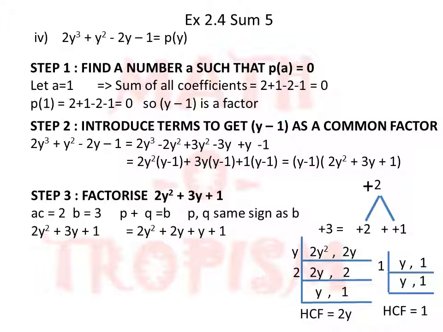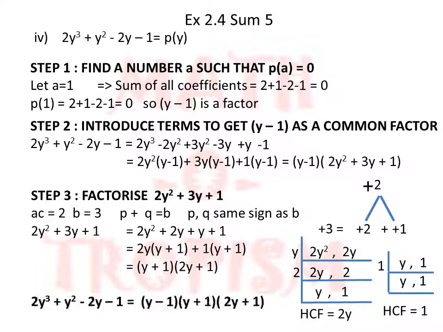I cannot directly do because my coefficient of y square term is now 2. So first two terms have a common factor of 2y and the balance remaining term is y plus 1. Similarly, the next two have a plus 1 as a common factor and the balance is y plus 1. So it comes to y plus 1 into 2y plus 1. So 2y cube plus y square minus 2y minus 1 is going to give me y minus 1 into y plus 1 into 2y plus 1.